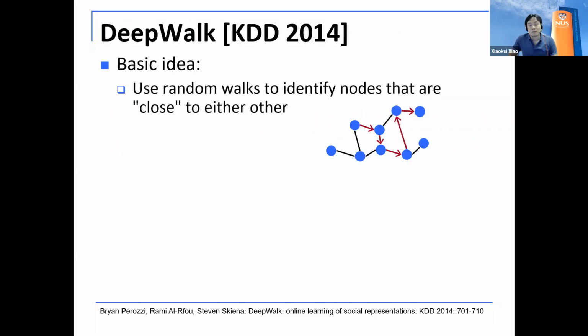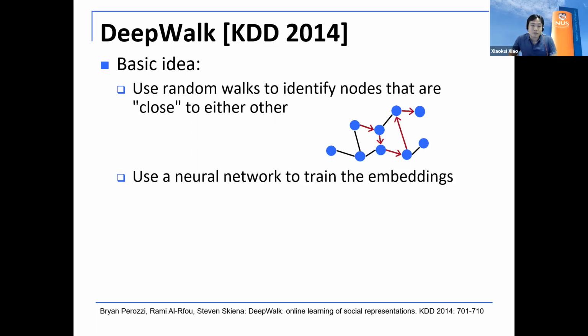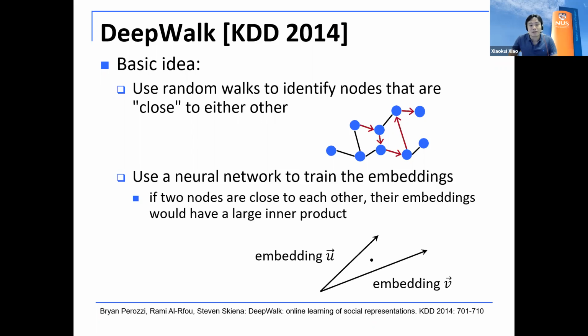The basic idea of DeepWalk is as follows. It uses random walks to identify nodes that are close to each other. And then you would use a neural network to train the embeddings of the nodes, such that if two nodes are close to each other in some random walks, then their embedding vectors would have a large inner product. This is kind of saying that the directions of their embeddings would be sort of similar.